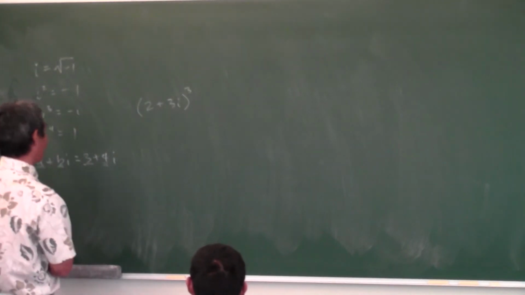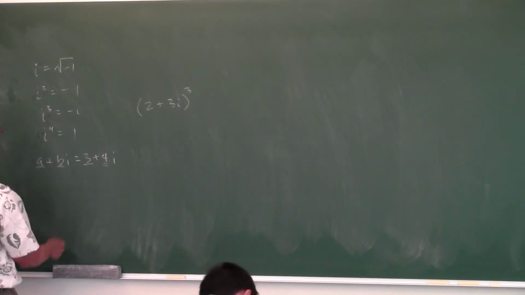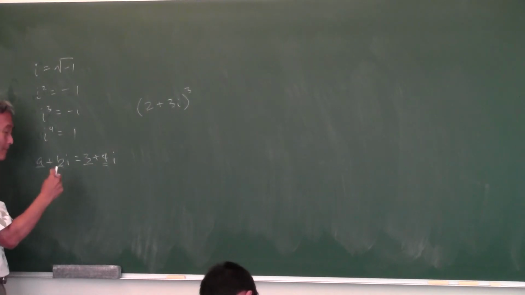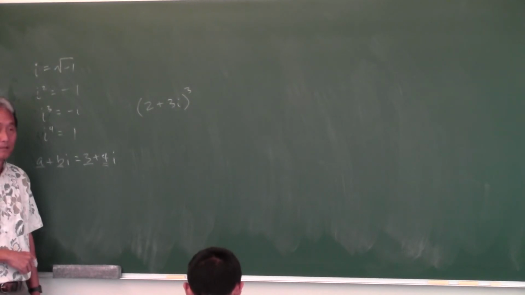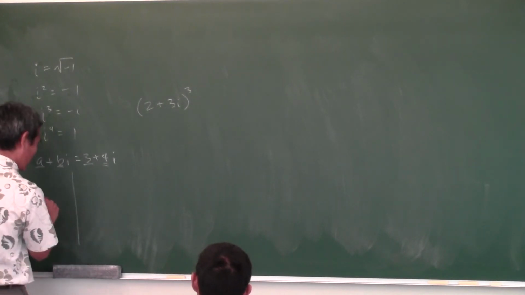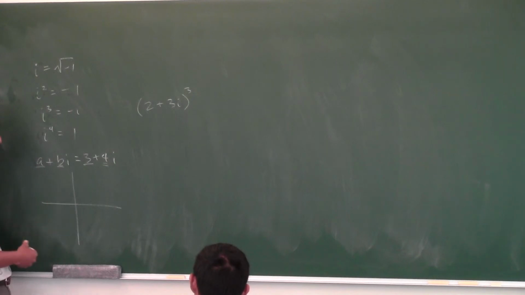Okay, before we go any further, what is a complex number? Somebody tell me. Okay, we're just thinking, we don't know. It's a vector in the complex plane.